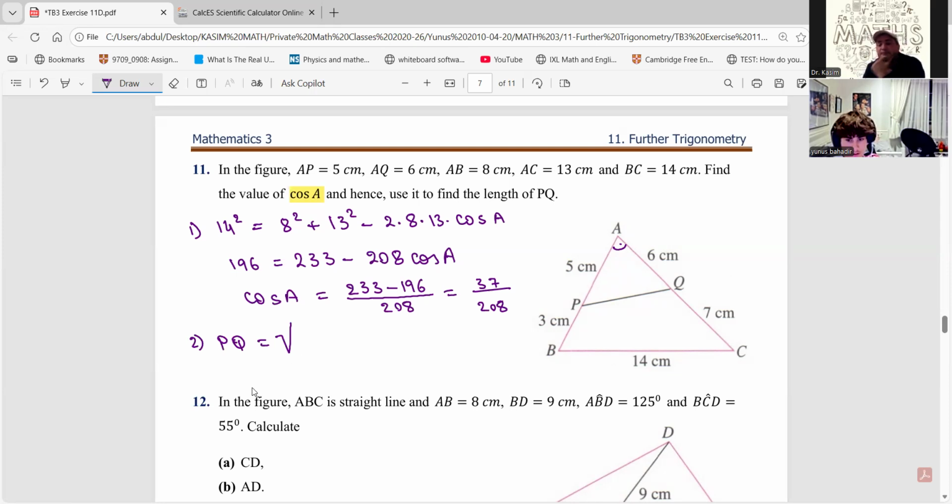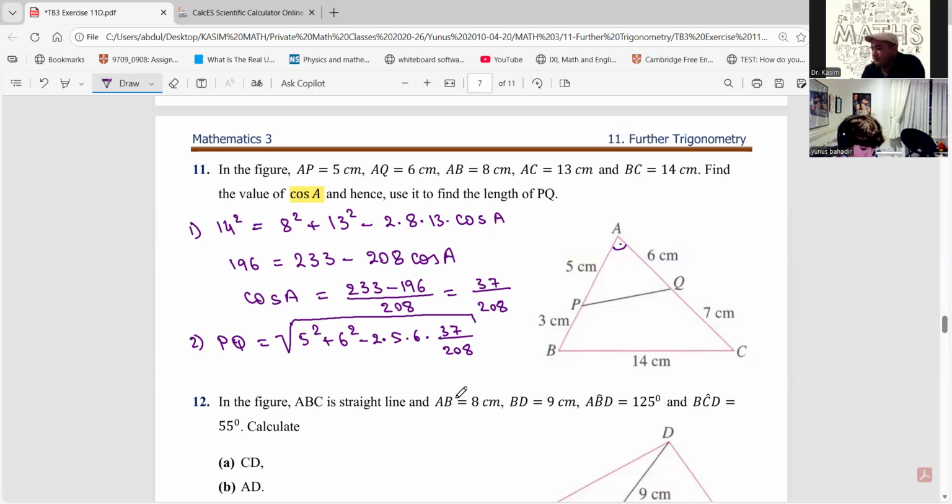So it's two sides, 5 and 6. That is 5 squared plus 6 squared minus 2 times 5 times 6 times cosine of A, right? And cosine of A we have just calculated here. That's equal to 37 over 208. Let's just calculate and write the answer and finish the class.